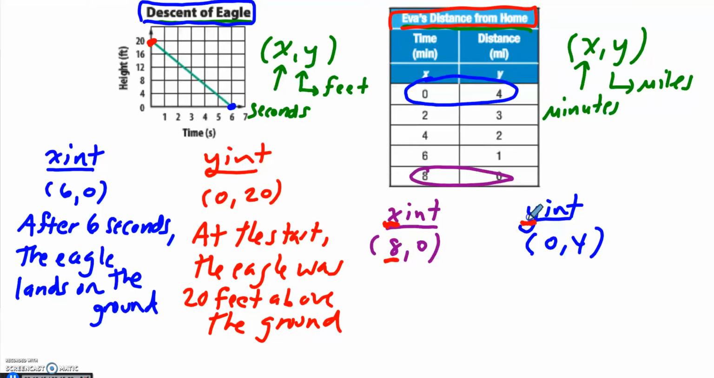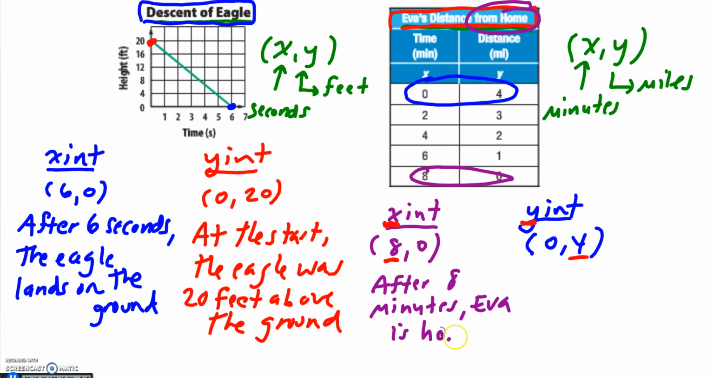If you're trying to find the y-intercept, the number that you have should be in the y position and 0 should be in the other. So if I were to interpret my x-intercept, the 8 is x, so we're dealing with minutes. So after 8 minutes, Ava is, let's see, so after 8 minutes, her distance from home is 0 miles. So if her distance from home is 0 miles, that means she's actually at home. So after 8 minutes, Ava is home.